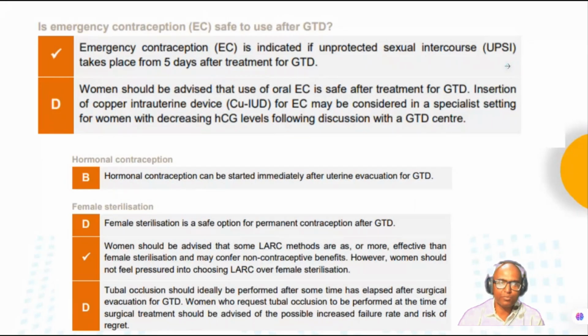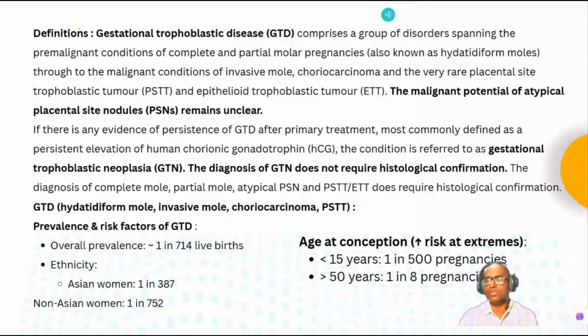Then what about hormonal contraception? Hormonal contraception can be started immediately after evacuation for GTD. This is what the FSRH guidelines say. Then female sterilization is a safe option for permanent contraception after GTD. So this is what the guideline says about contraception. This was the summary. Now we will go into the details of the guideline. So gestational trophoblastic disease, what exactly does it include?